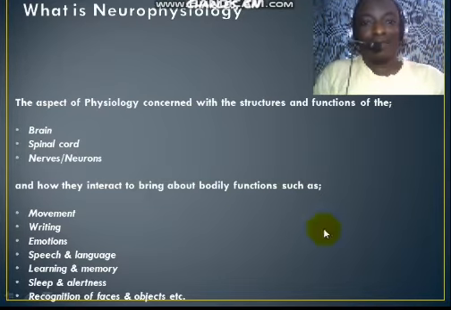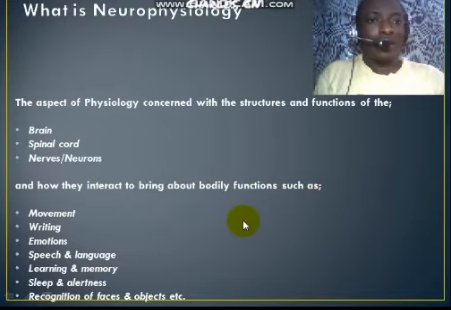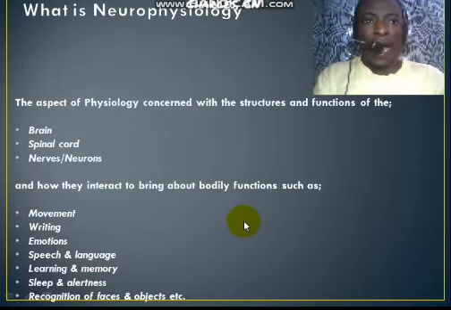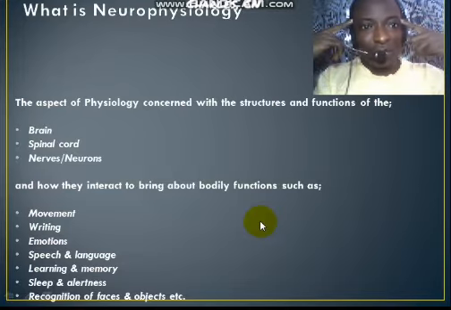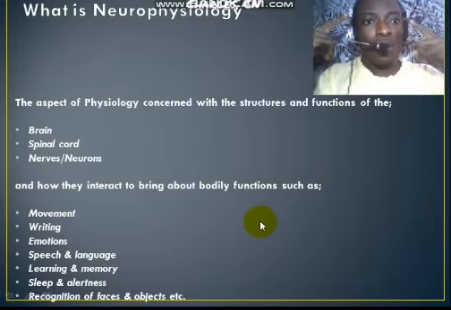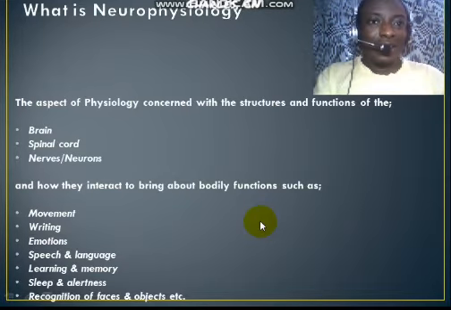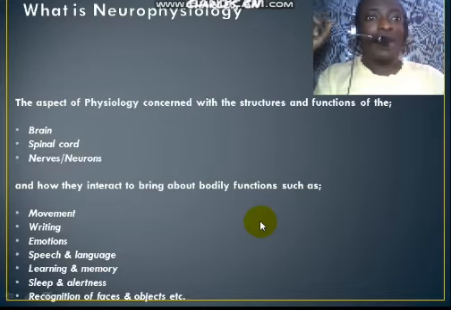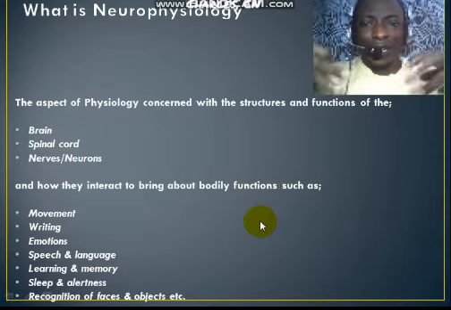Oh, this is what neurophysiology is all about. Now, movement is controlled by the nervous system. You see, when you get up to move, there are structures in the brain controlling every move or movement you make as a human being. It is not the dibia in your community that is doing that, but structures in the brain. So these things are in neurophysiology.